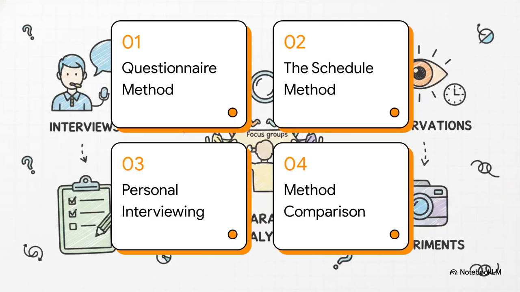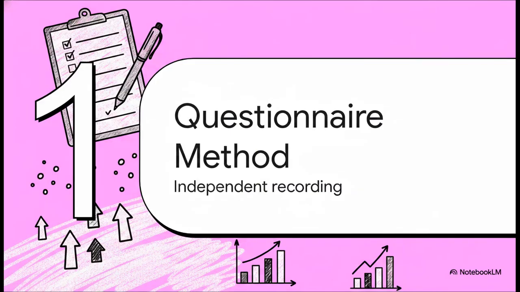So here is our game plan. We're breaking this study guide down into 4 key sections. First, we'll look at the questionnaire method. Second, the schedule method. Third, personal interviewing. And finally, number 4, we're going to put them all in a side-by-side method comparison. Okay, let's just dive right into this, starting with Section 1, the questionnaire method.